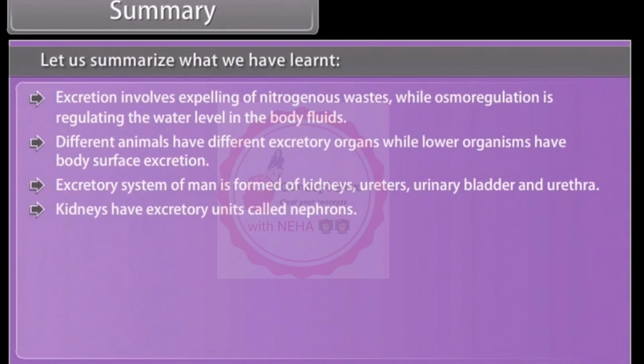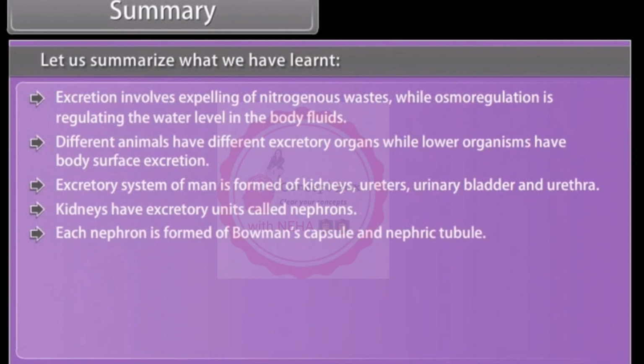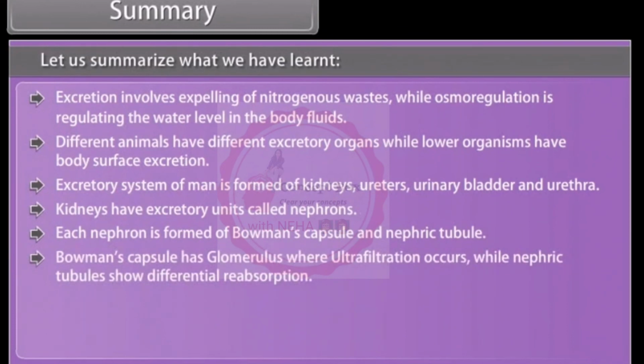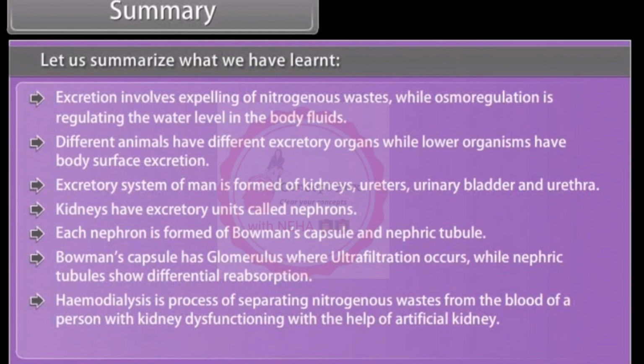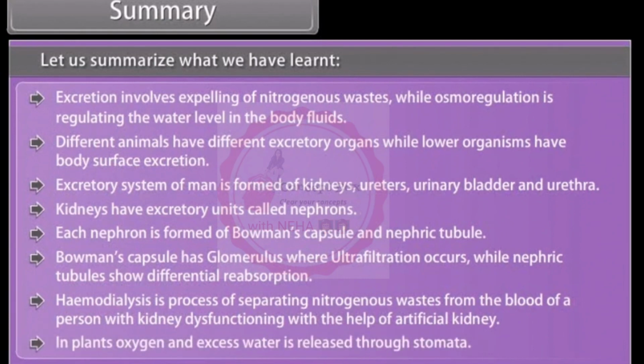Kidneys have excretory units called nephrons. Each nephron is formed of Bowman's capsule and nephric tubule. Bowman's capsule has the glomerulus, where ultrafiltration occurs, while nephric tubules show differential reabsorption. Hemodialysis is a process of separating nitrogenous wastes from the blood of a person with kidney dysfunction with the help of an artificial kidney. In plants, oxygen and excess water is released through stomata.